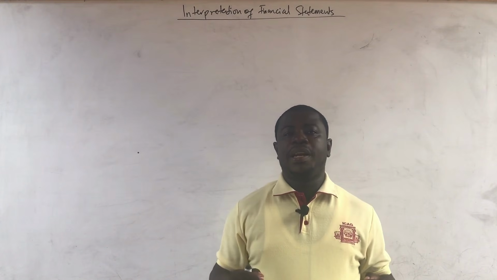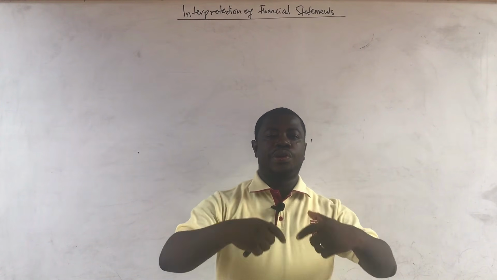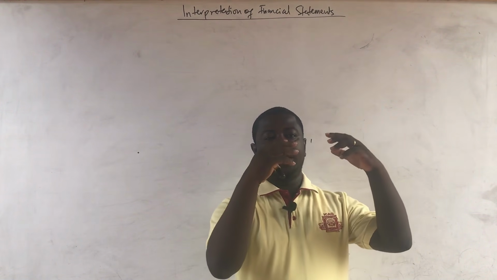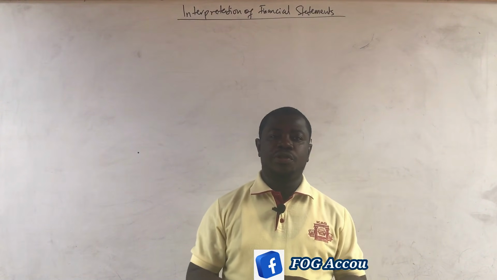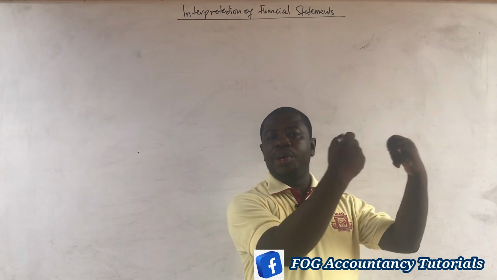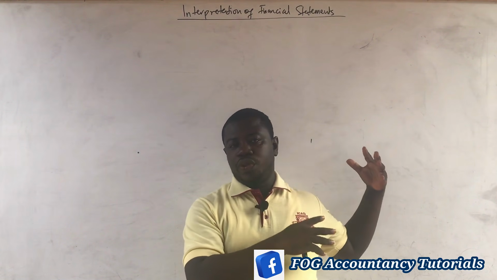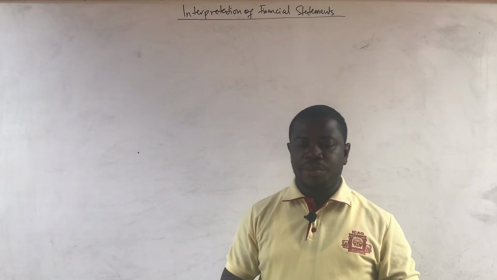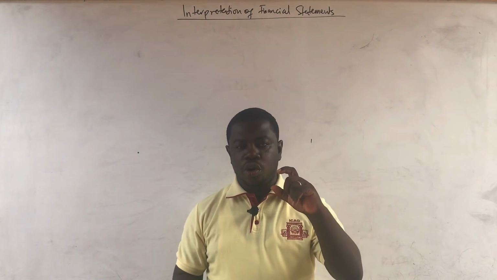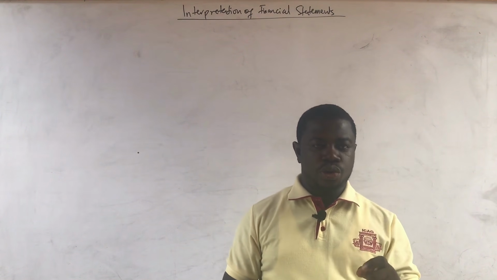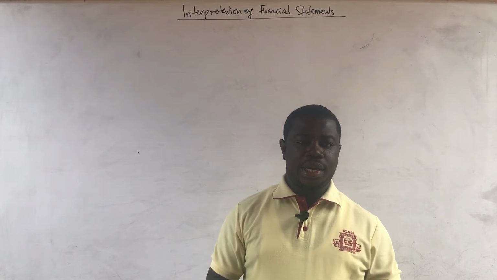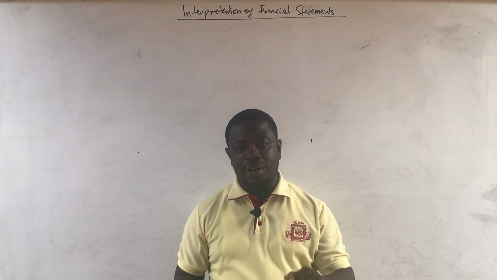Remember that we have said that accounting has to do with recording of the transactions and then summarizing them into financial statements and then interpreting them to the users so that they can make informed decisions. So this is where we are going to do the interpretation, and one of the major interpretation tools that we are going to use is the ratio analysis. We are going to calculate accounting ratios.